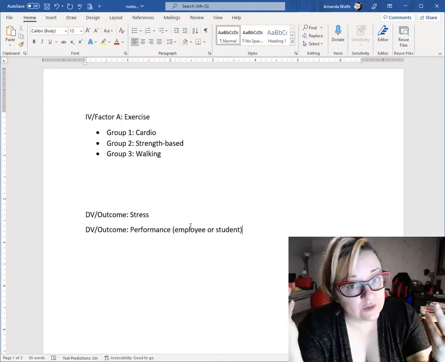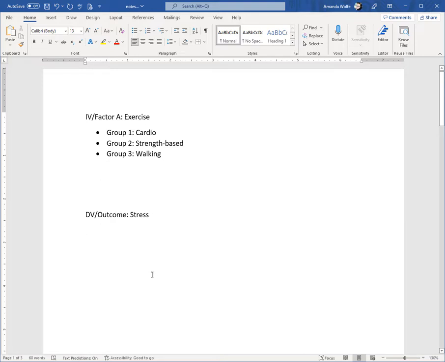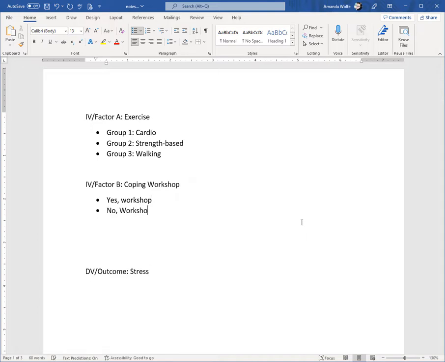What about factorial? If we wanted to make this into a factorial ANOVA, we just need another factor. So we would ask ourselves, what are some other variables that are known to improve stress? Well, there's lots of things. I could do maybe a coping skills workshop where we teach some people some specific methods of coping and some people don't get the workshop.